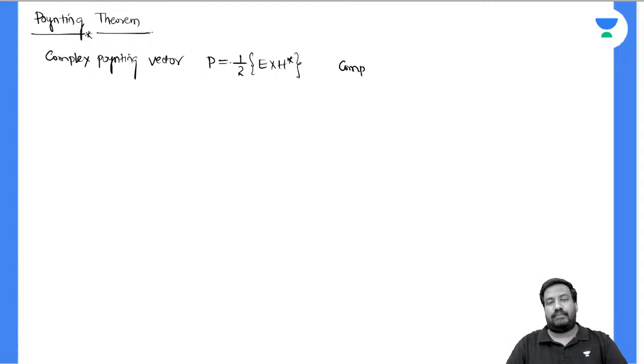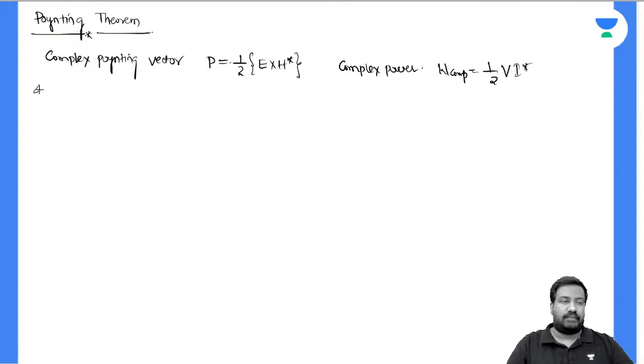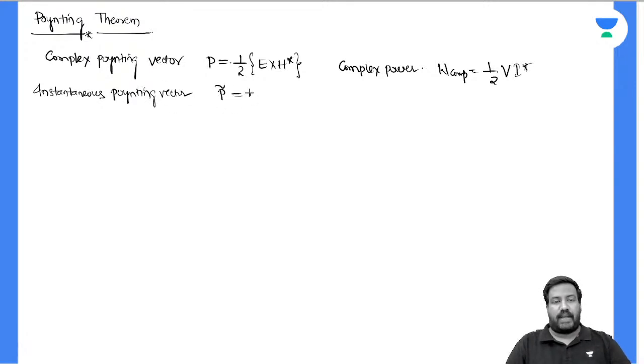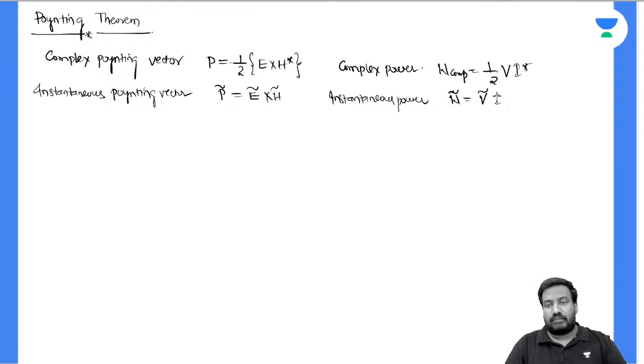Similarly here, complex power is given by 1 by 2 V into I conjugate. Similarly, the instantaneous Poynting vector is given by P sinusoidal equal to E sinusoidal cross H sinusoidal. Instantaneous power W sinusoidal is equal to V sinusoidal into I sinusoidal.